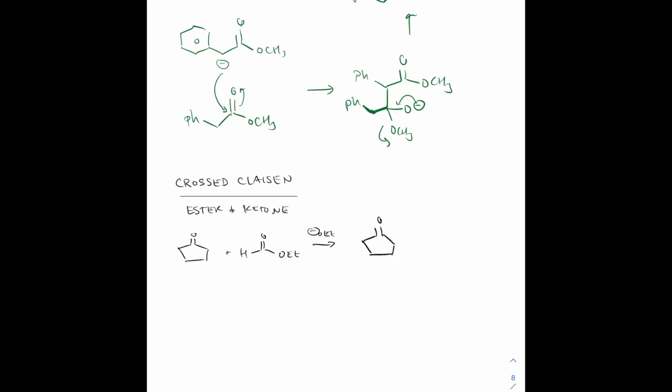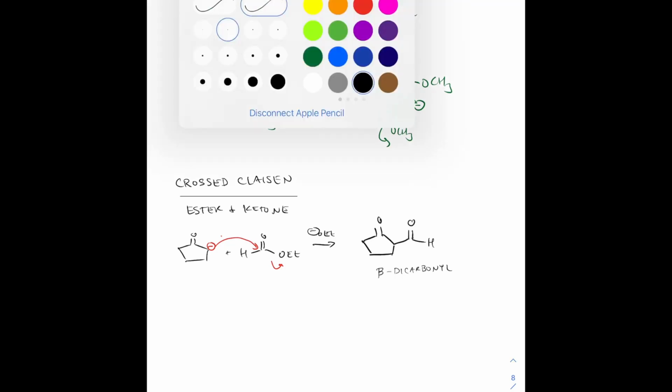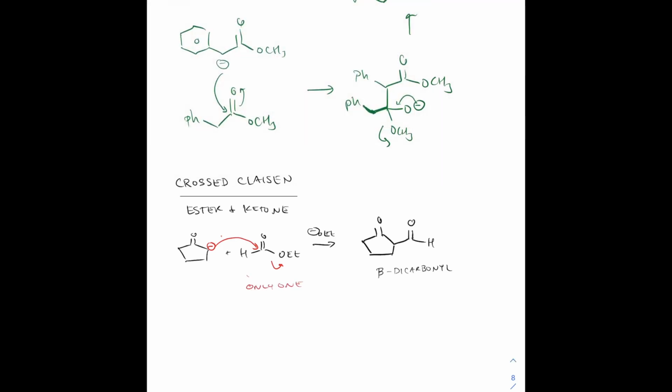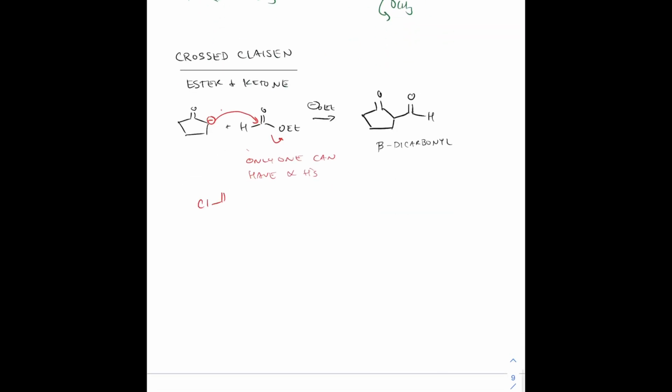But anyway, we got this crossed Claisen we got to talk about too, right? So we can do esters and ketones, for example, where we have a ketone enolate attacking the ester, and again, that ester is going to be the leaving group in this case, and we form a beta dicarbonyl at the end. Now, when we're doing this crossed Claisen, we can only have one set of alpha hydrogens. That's again so we don't get a mixture of products.